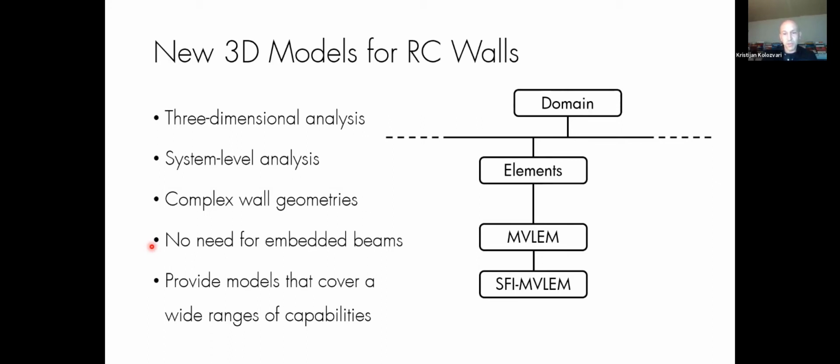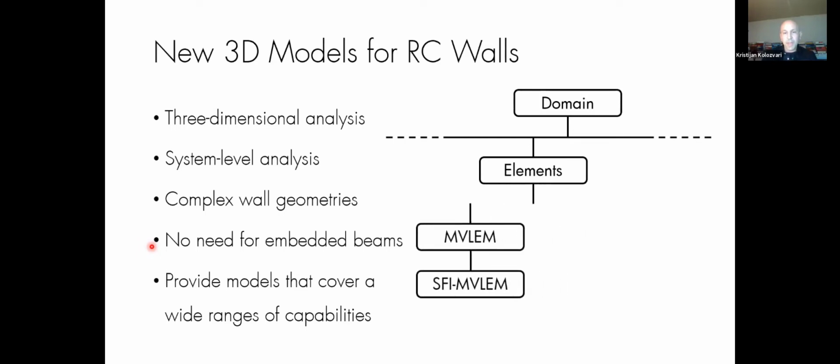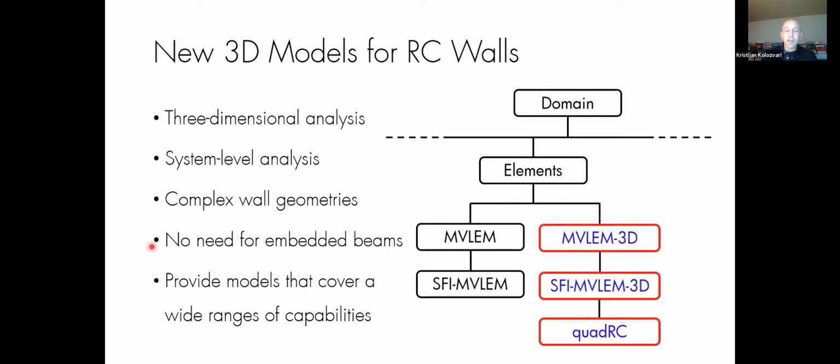So we started with what we had, and then we built on that and really developed three new classes. One is MVLEM 3D, which comes directly from the two-dimensional version. The second one is, similarly, SFI MVLEM 3D, which comes from the two-dimensional version of the SFI element. And then we also added a finite element type of model for reinforced concrete walls that I like to call quadRC, because it's really not only for walls. You can model any type of reinforced concrete planar area element with that model.